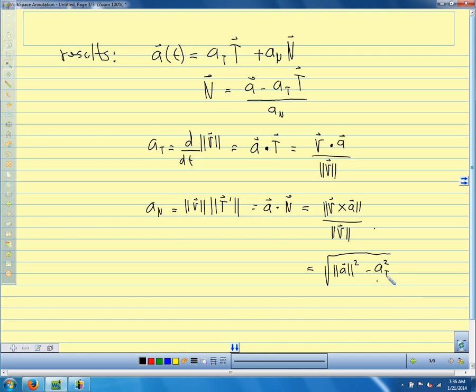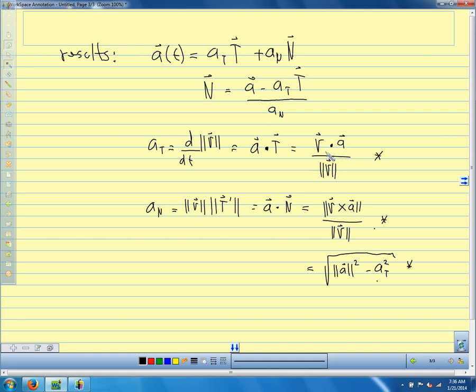And often this last quantity is the easier way to find a sub n, the normal component of acceleration, versus forming this cross product. So these three quantities are what we came up with on that other video, by working with those dot products and those cross products.